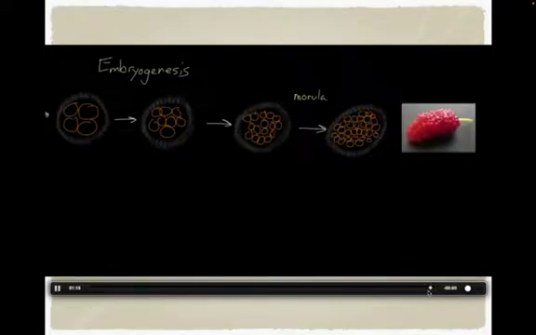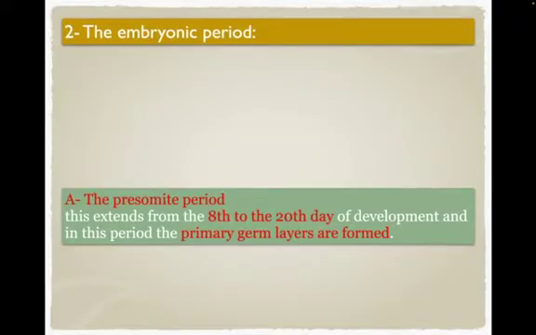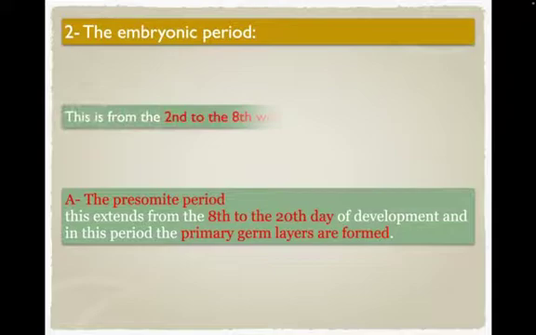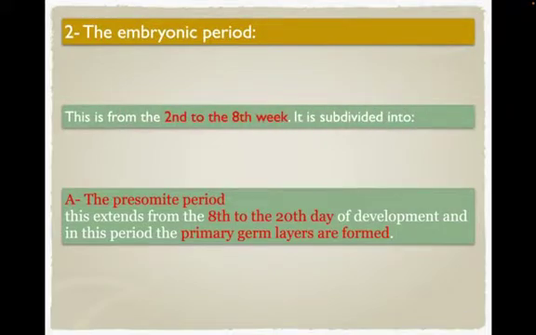Morula, it's a lot of small circles surrounded with a tough or rough surface, which is the zona pellucida. By this, we finish the first period, which is the formation of the ovum, and then the second stage, we call it the embryonic development, which starts by the 2nd week to the 8th week of conception.